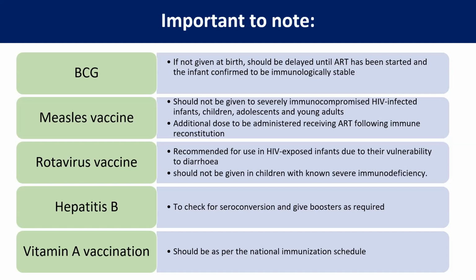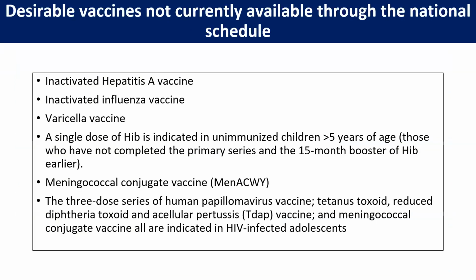Similarly, rotavirus is recommended for HIV-exposed infants due to their vulnerability. But if there is severe immunodeficiency, you should not be giving this. Hepatitis B can be given, but there will be some issues of seroconversion. Maybe you can check the seroconversion rate, and booster doses may be required. Vitamin A supplementation is not a vaccination, it's a supplementation. It should be given as per the national immunization schedule. It's a very important component of the national immunization schedule.